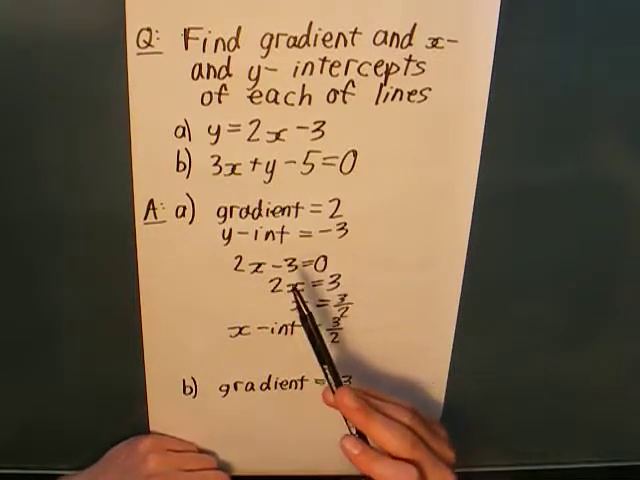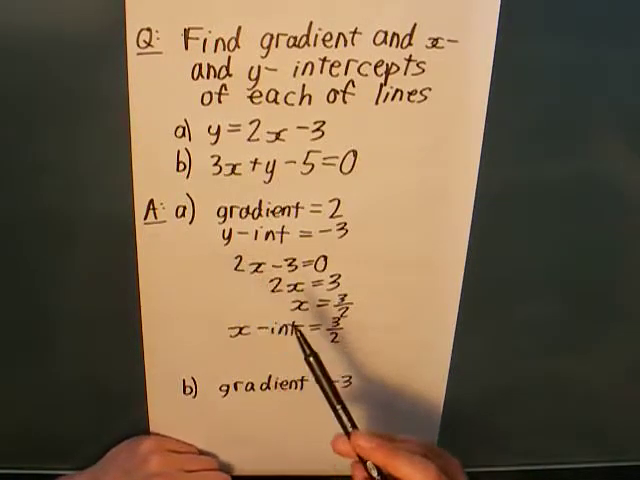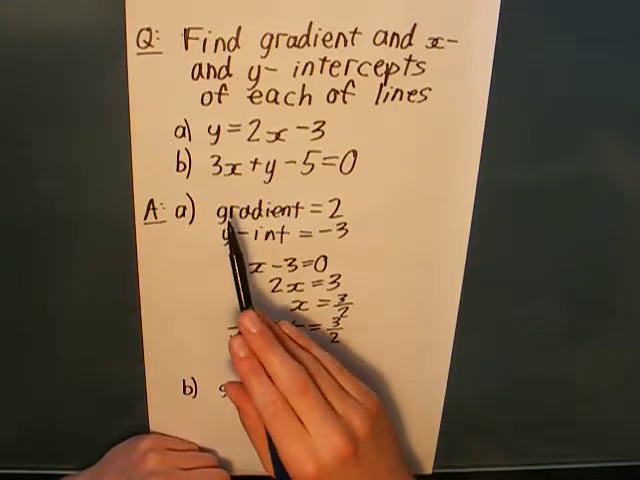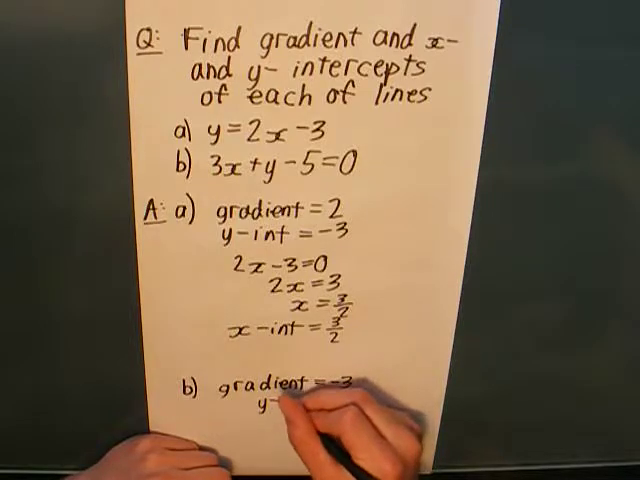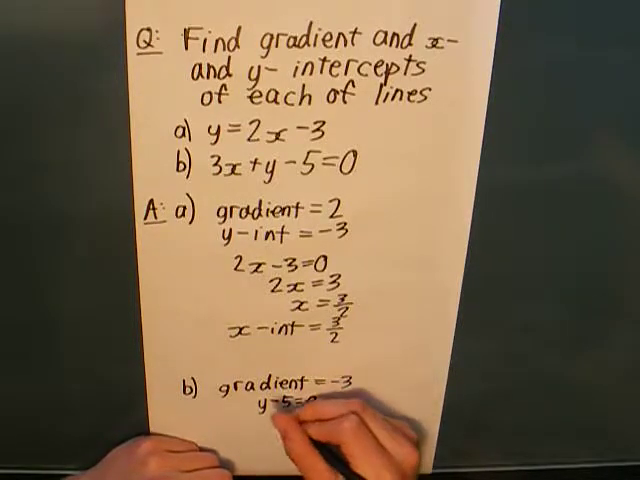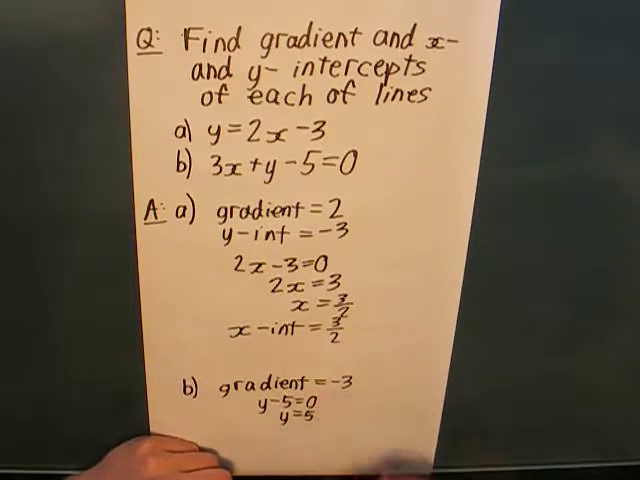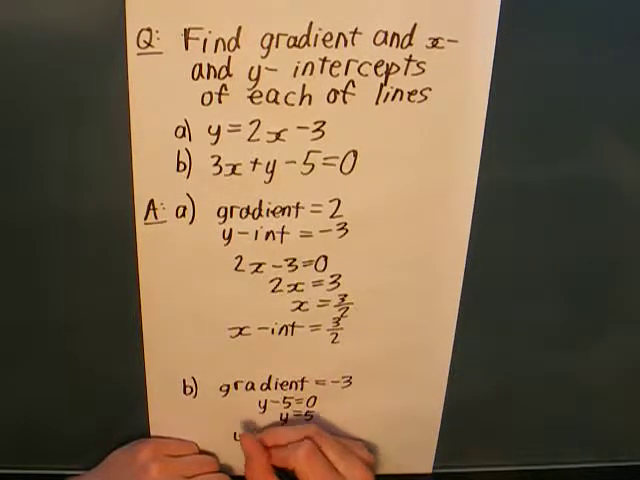So, for the y-intercept, we're going to set x equals 0 and then solve. So that gives 3 times 0 is 0. So y minus 5 equals 0. y equals 5. So the y-intercept is just 5.